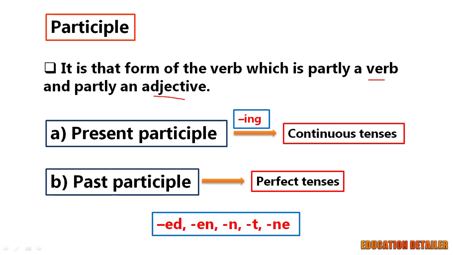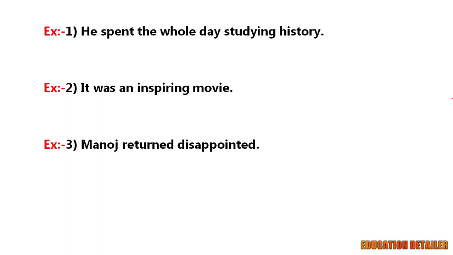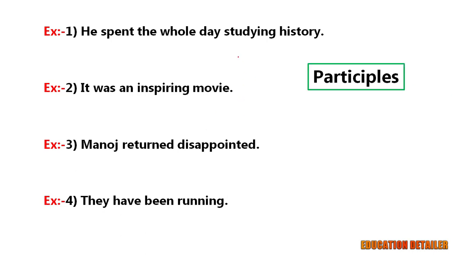Here are some examples. He spent the whole day studying history. It was an inspiring movie. Manoj returned disappointed. They have been running. In these examples, the participles are studying, inspiring, disappointed, and running, the non-finite verbs. In the first three examples, the participles are used as adjectives, and in the last example, it is used as part of the continuous form of verb.